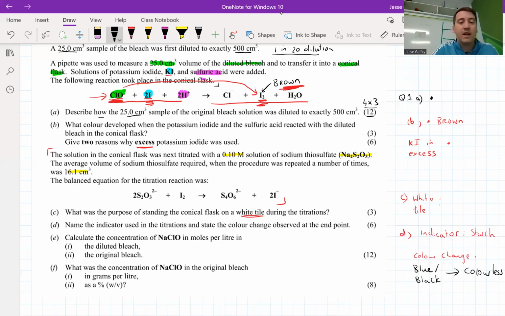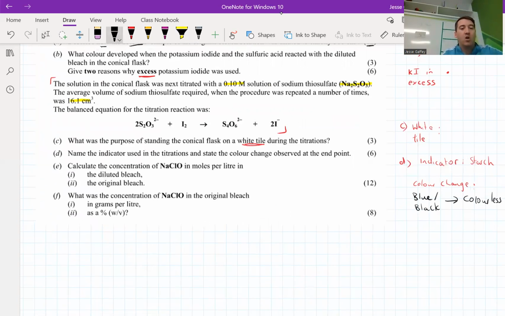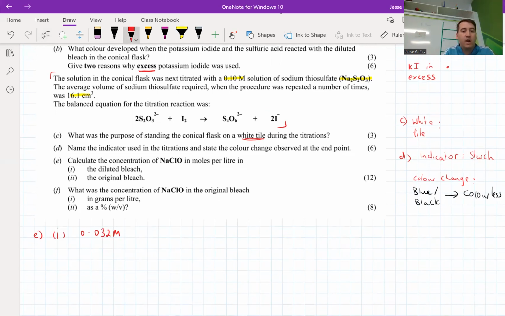All right, we're on to the calculation bit now. It says to calculate the concentration of NaClO in moles per liter, first of all of the diluted bleach, and then of the original bleach. So we're doing part E first. Now, most of you guys at this stage should be able to pause the video and have a go at this now. All right, if you've had a go, the correct answer you're looking for, for part 1, is 0.032 molar. Okay, so well done. If you got that, you can go on to the next bit. If not, you can watch along with me as I show you how to do it.